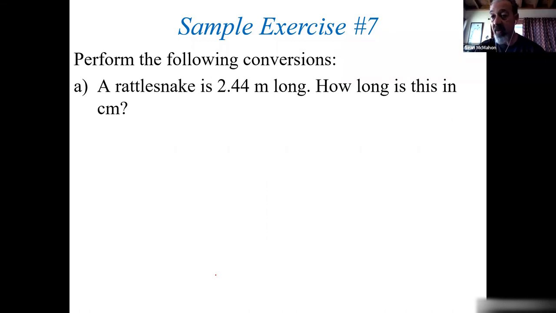All right, so now we want to do some basic, maybe 1 conversion factor at a time, maybe 2, and practice this canceling of units using the conversion factor method and having the denominator have the unit you want to cancel. So you can pull out from your handout, if you have that, sample exercise number 7, and we'll start with this. Rattlesnake is 2.44 meters long. How long is this in centimeters? So what do I want? Right, what is it that I want? How long is it in? I want centimeters. What am I given?